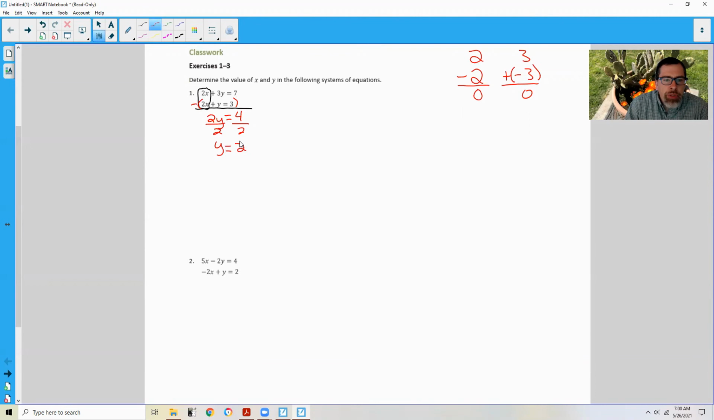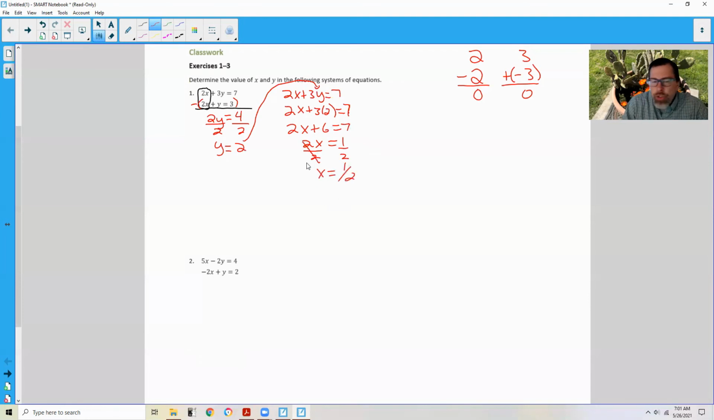Now we go back and substitute our y into our equation. In one of our equations, it doesn't matter which, it's got to be true for both. So if I take 2x plus 3y and set it equal to 7, that's the first equation. And now I know my y is 2, then it's going to be 2x plus 3 times 2 has to equal 7. Okay? And simplifying, we get 2x plus 6 equals 7. Subtract 6 over to the other side and 2x equals 1. Divide both sides by 2 and we get x equals 1/2.